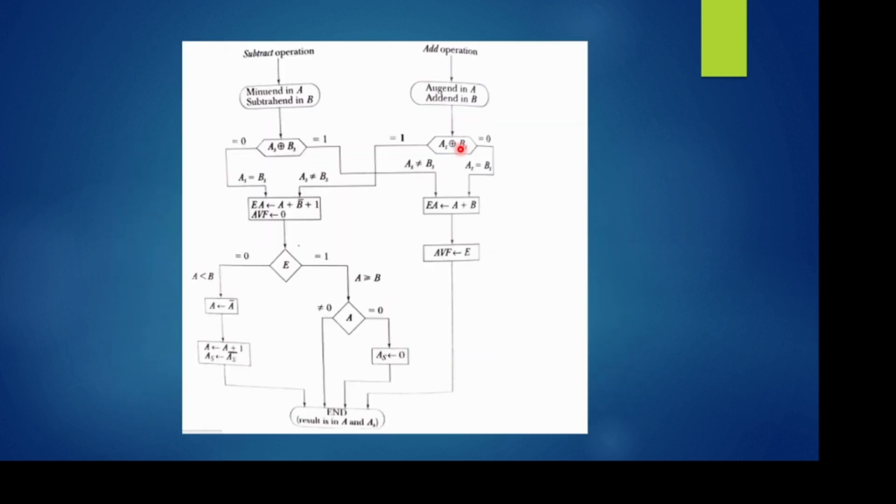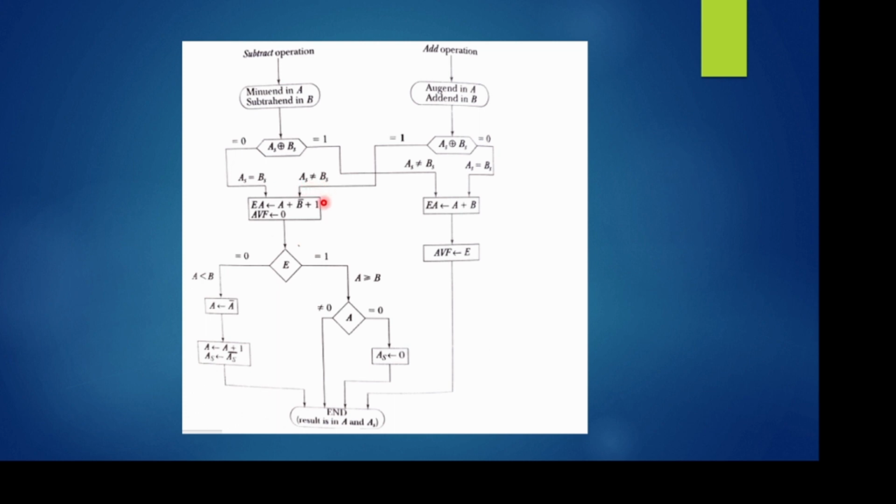So if we are moving on to this side, and if AS is not equal to BS, we are performing A plus B complement plus 1. While doing the subtraction operation, we are taking the complement of the second number, that is B. We take the complement of B plus 1, which means we are performing 2's complement subtraction. First we have to find the 1's complement of B, then plus 1. 1's complement plus 1 means the 2's complement of B. So we find the 2's complement of B and that value will be added to A.